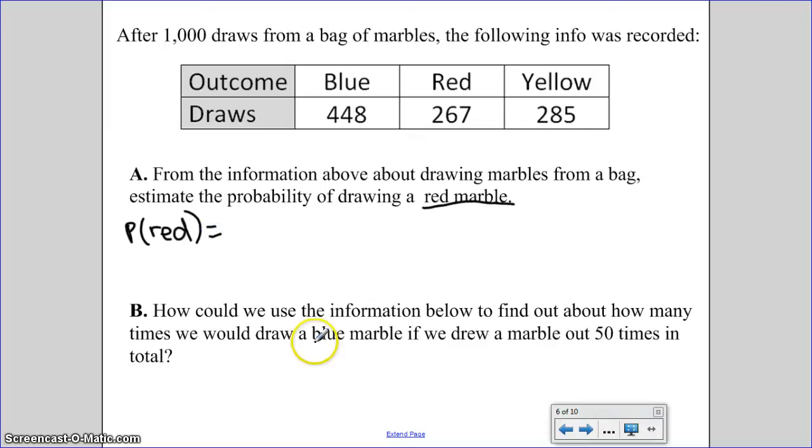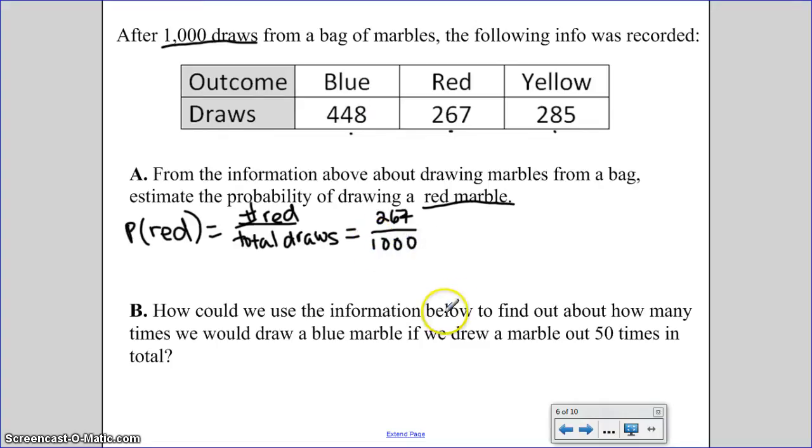So here we're going to talk about the probability of getting a red marble. And we know that our formula is the total number that we recorded of red over the total number of trials. So we want the number that was red over the total draws. So we're just going to fill that in. Here 267 marbles were red, and up here we realized that it was 1,000 draws. So I don't really have to count. Just to make sure, I could add 448, 267, and 285, and I would come up with 1,000.